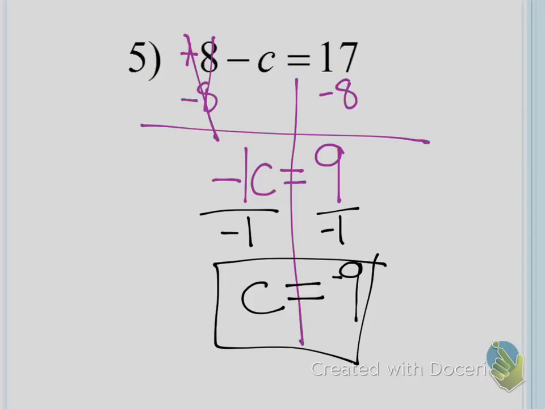These are very tricky. This would be a really good one to plug back in and see if it works. You have 8 minus negative 9. Well, minus a negative is like a plus, and 8 plus 9 is 17.